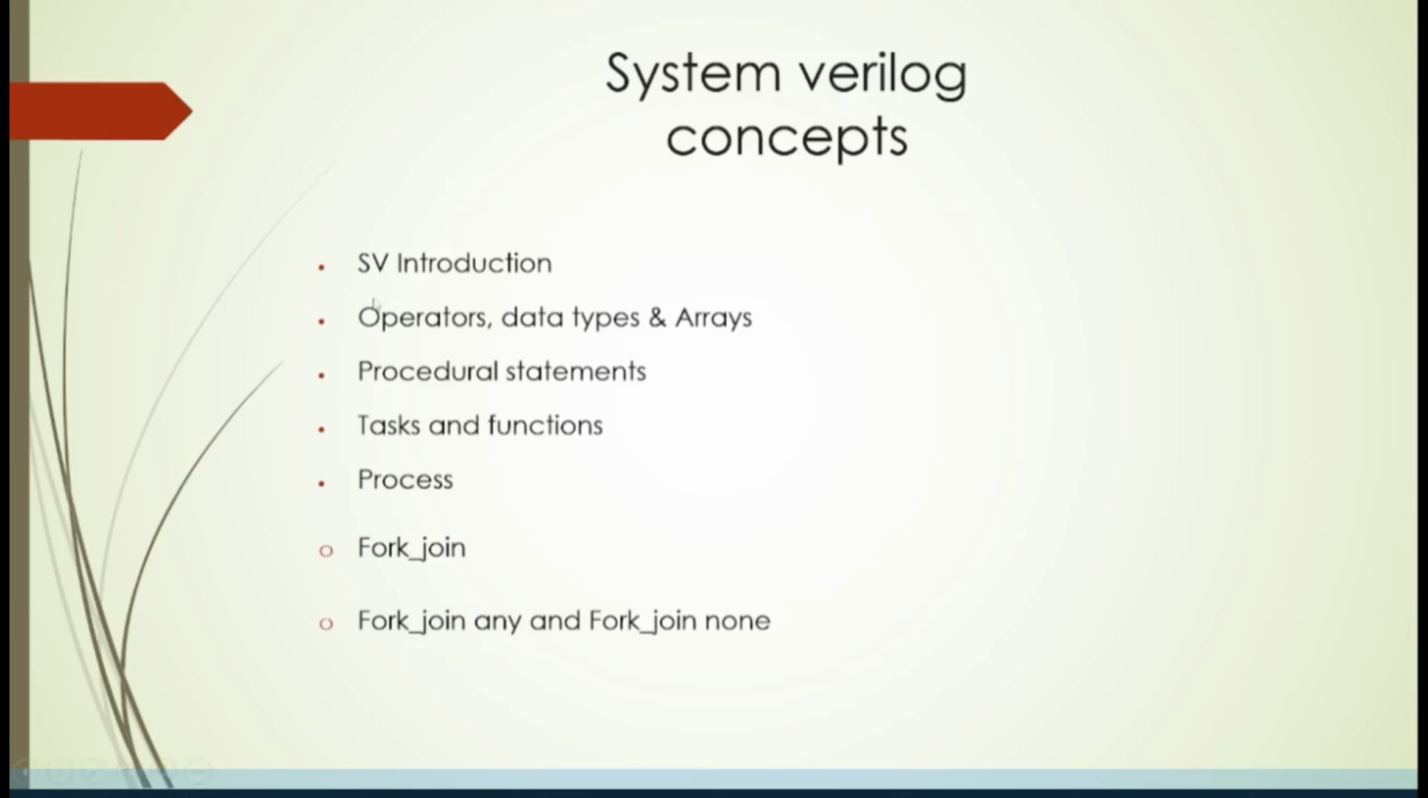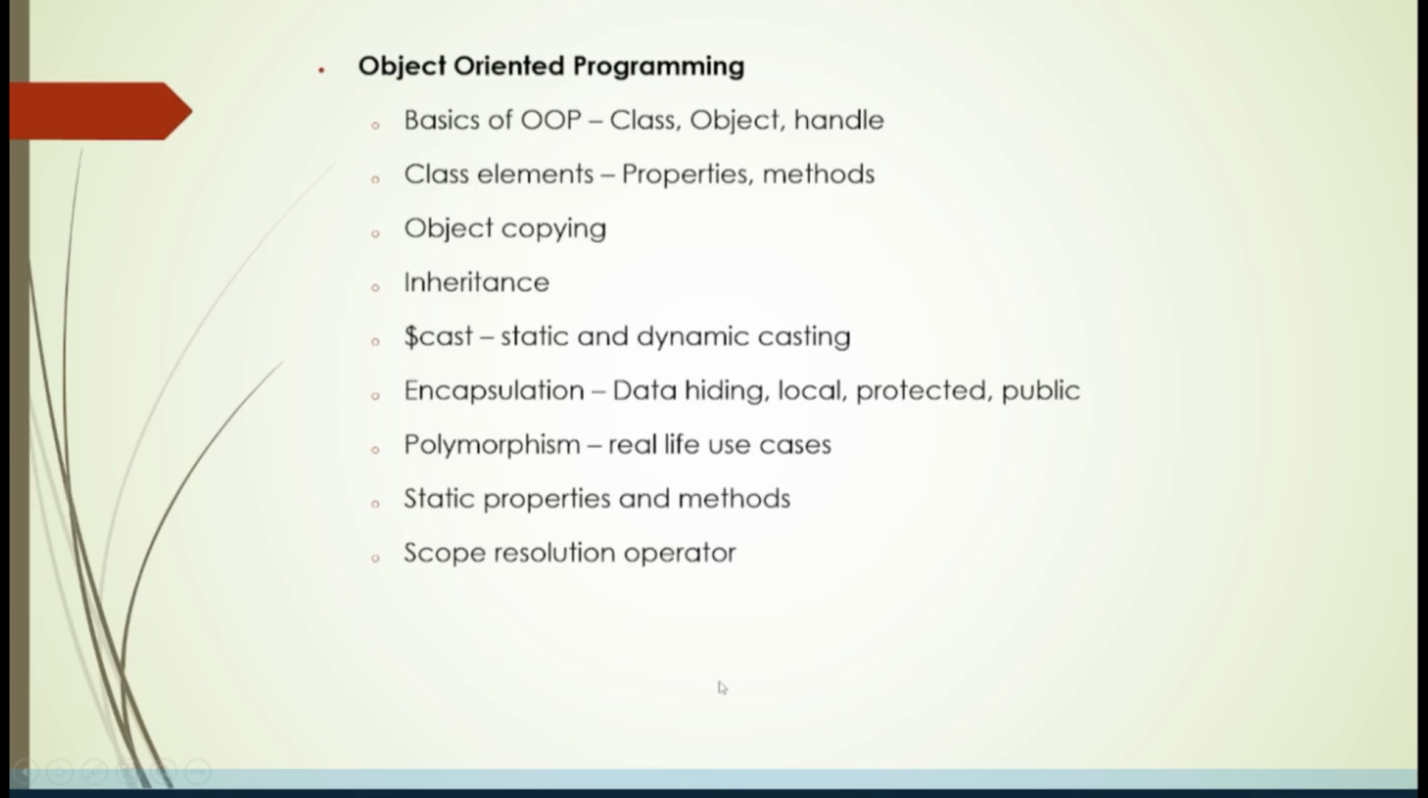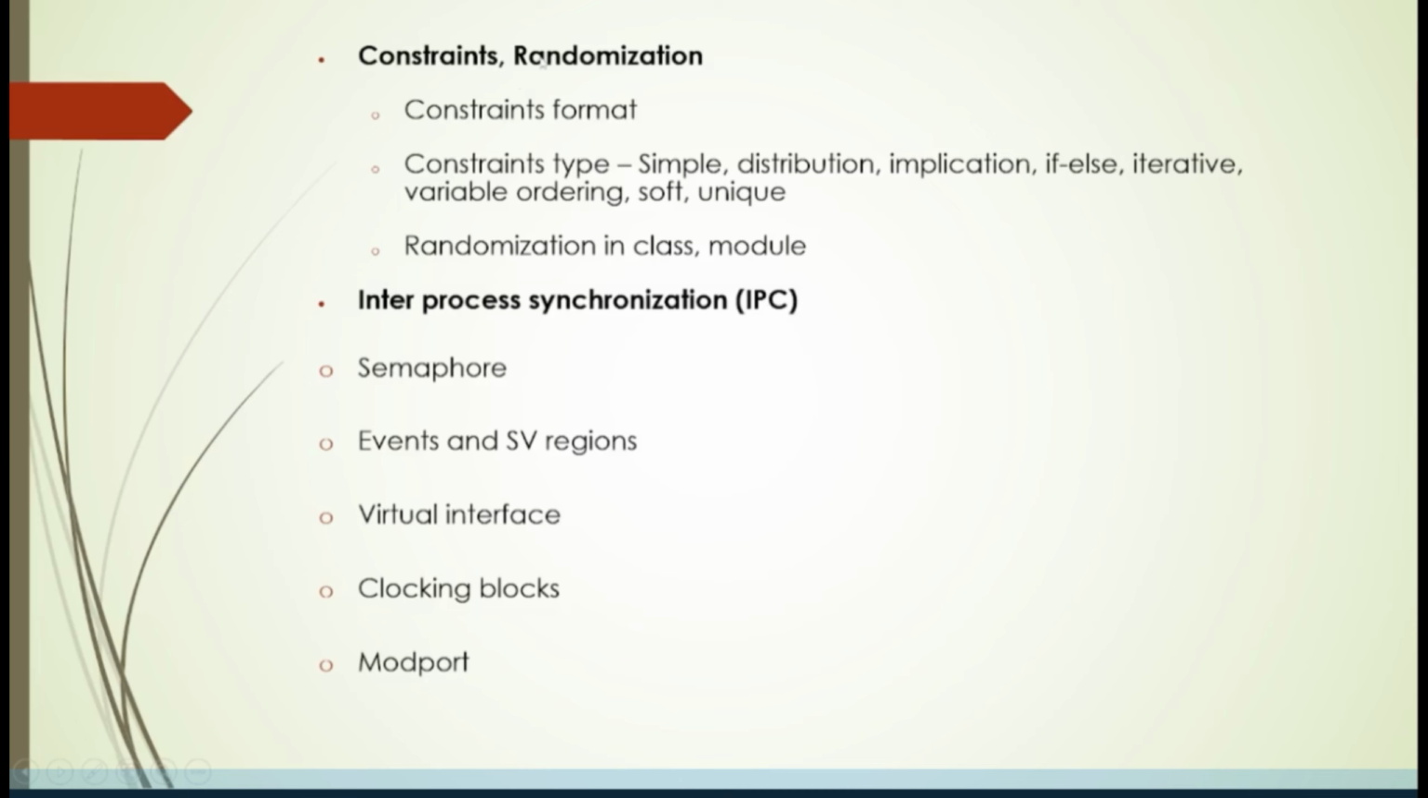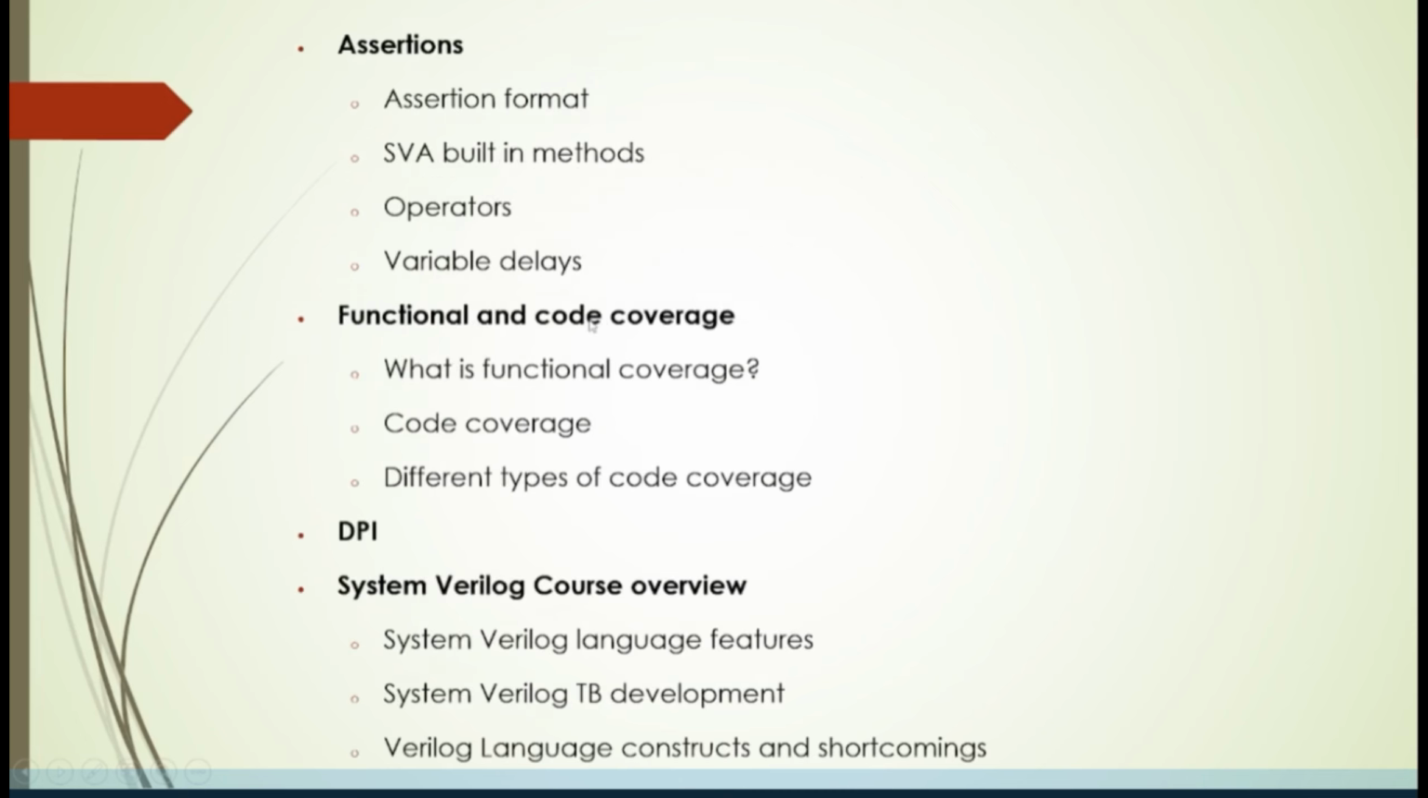If you see here, you will see data types, arrays, procedural concepts, which you see in Verilog also, and tasks and functions too. And when it comes to fork join, fork join any, fork join none, these are advanced features. Another important advanced feature is the OOPs concept, and then constraints, randomization, interprocess synchronization, assertions, functional and code coverage, and testbench development. These are all the advanced features of SystemVerilog, which make it very useful for verification in this front end of VLSI.